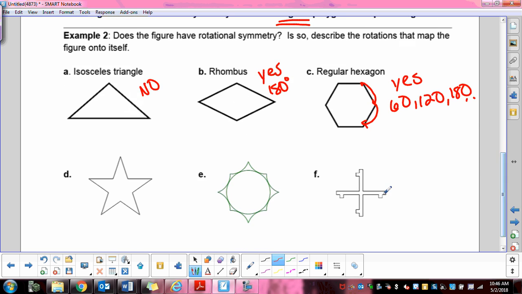This star does. And what we're going to do is ask, how many times can I rotate it within the 360? The star is even, and we have 5 vertices, so 360 divided by 5 equals 72 degrees. So every 72 degrees, the star, when we rotate it, will look exactly like itself. I want you guys to try the rest.